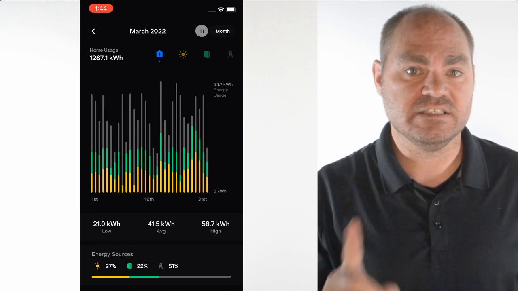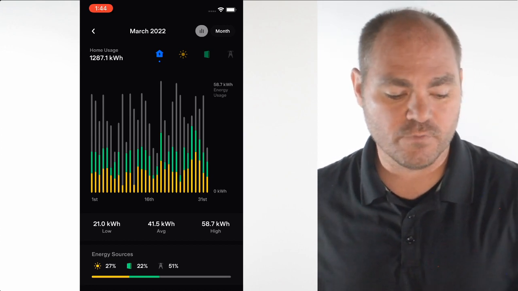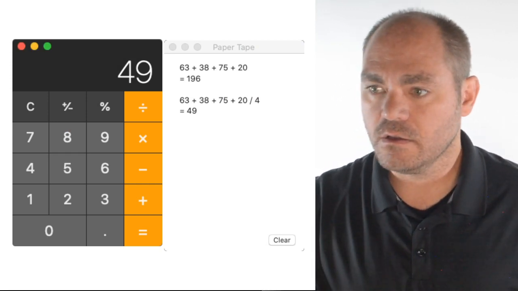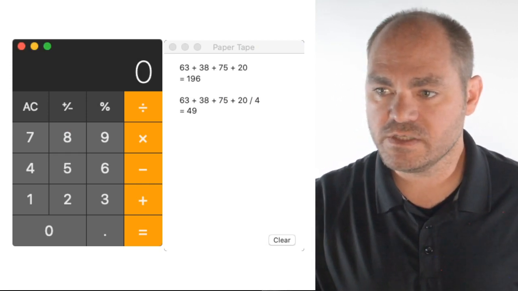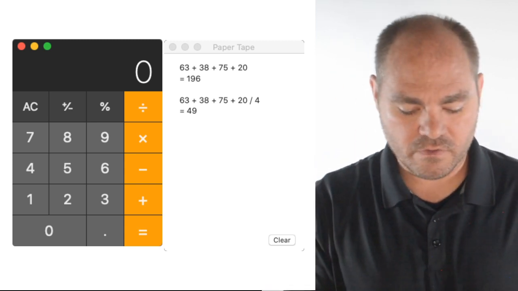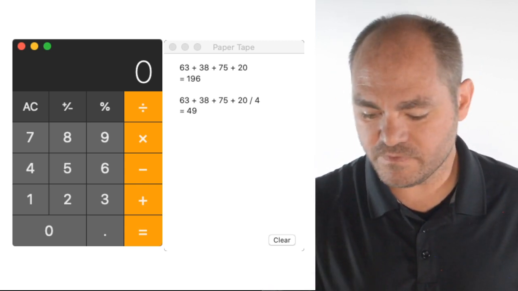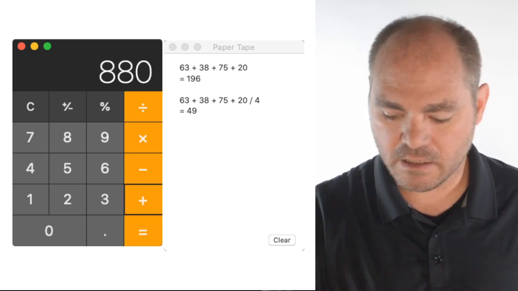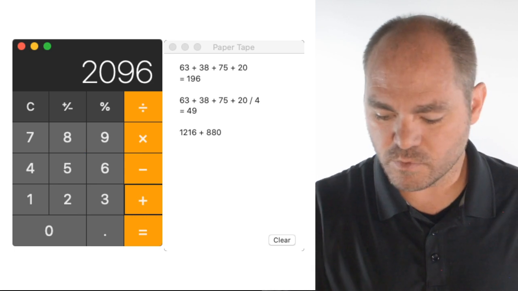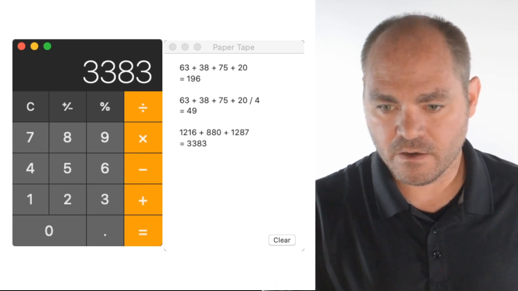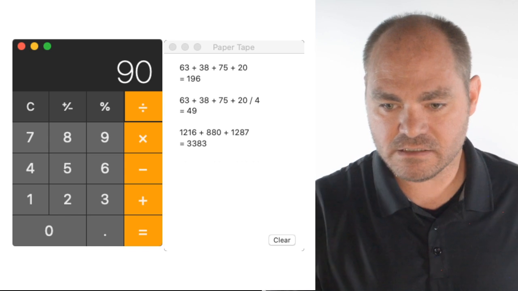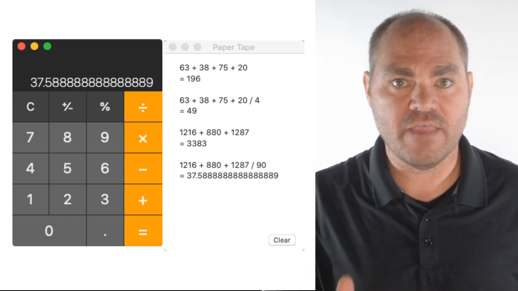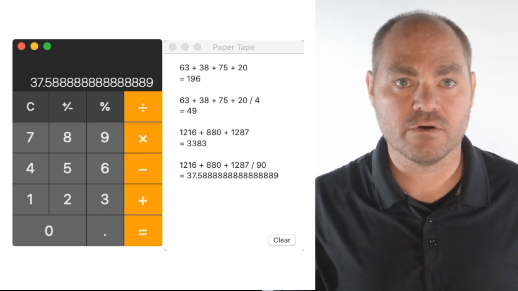So let's see what the daily average usage has been then. If we go over to the calculator, I've got to get my cursor on it as I keep mentioning. So we will clear this out. We will start with 1215. We're going to round that up. 1216 plus 880 plus 1287. And we're going to divide that by 90 days to get a daily average of 37.5. We're actually going to round that up to 40 kilowatt hours.